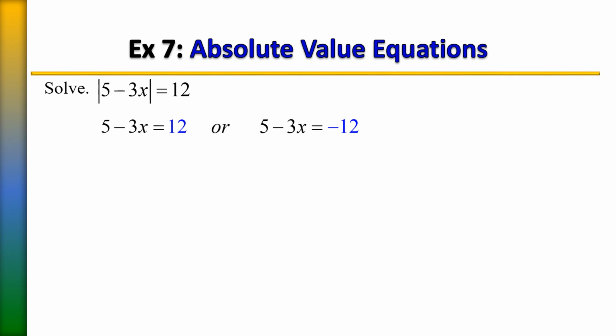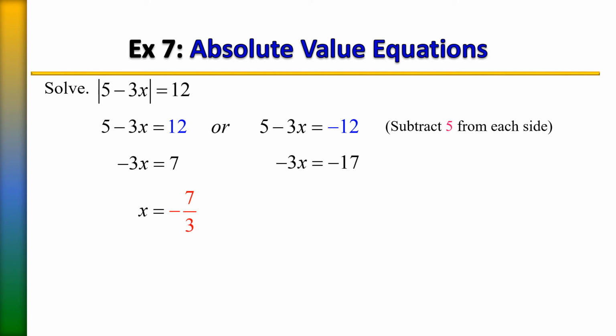To solve both, we need to subtract 5 from each side. And for both, we're also going to divide by negative 3. So starting with the first one, positive 7 divided by negative 3 is going to give me negative 7/3. And for the other one, once we divide by negative 3, you're going to have negative 17 divided by negative 3, and that's going to give us positive 17/3. And those are our two solutions.